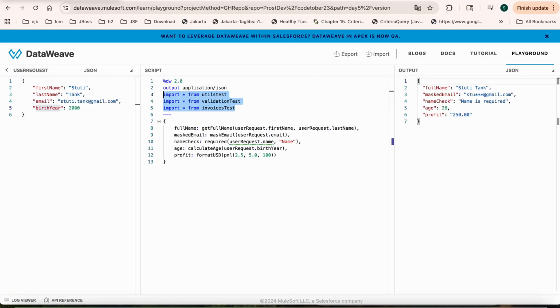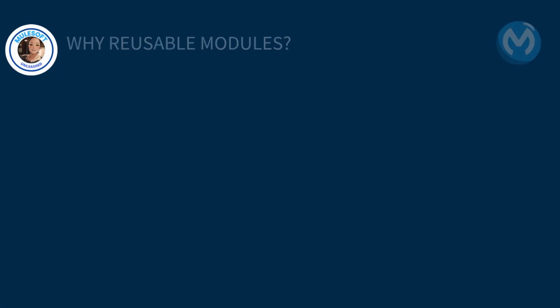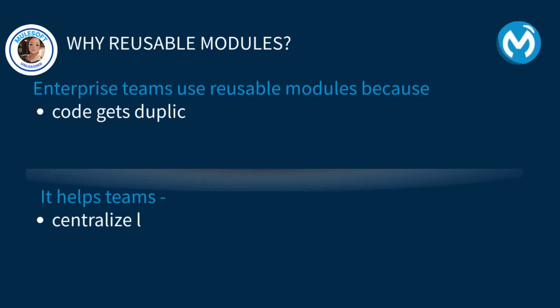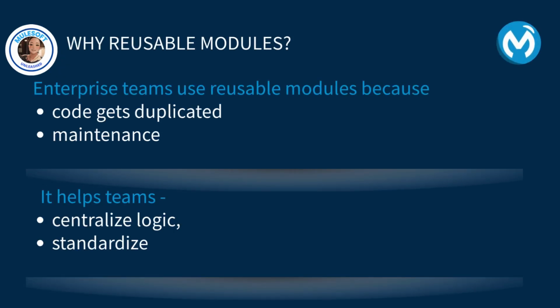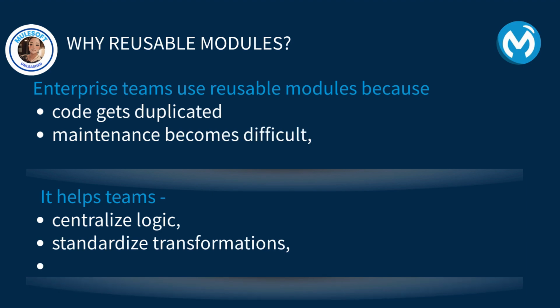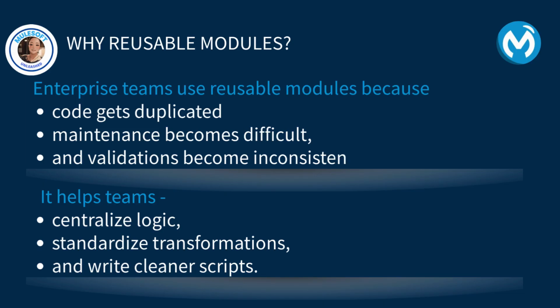Now comes the important part, imports. This means import all functions from these external DataWeave files. This is similar to Java imports, JavaScript modules, or Python libraries. Why do enterprise teams use reusable modules? Because without them, code gets duplicated, maintenance becomes difficult, and validations become inconsistent. Reusable modules help teams centralize logic, standardize transformations, and write cleaner scripts.